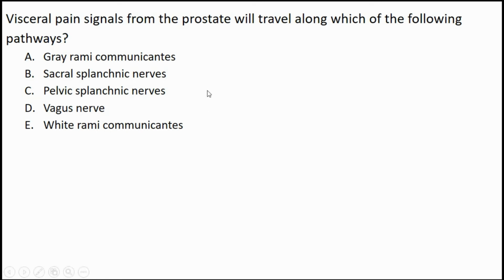Okay, how does visceral pain from the prostate get where it's going? Is the prostate above or below the pelvic pain line? It is below. It's not covered by peritoneum, so all sensory from the prostate, painful and non-painful, will be traveling back along the parasympathetics, which are in this case the pelvic splanchnics. C is the correct answer.